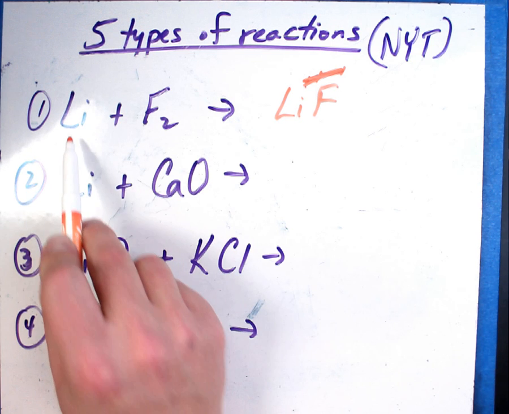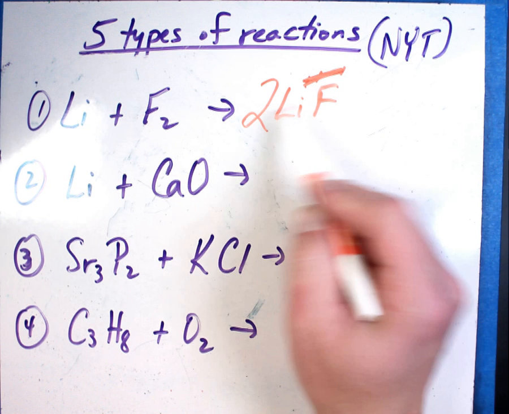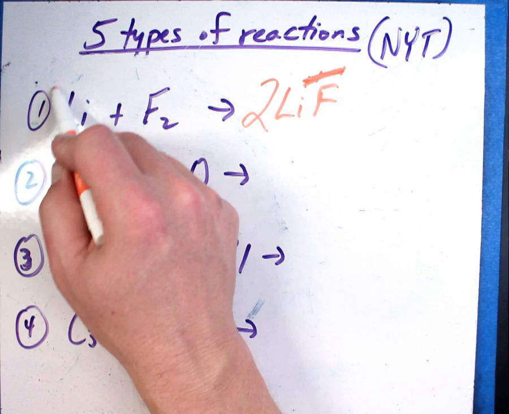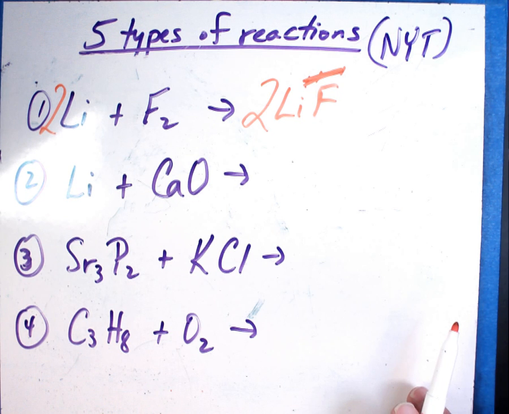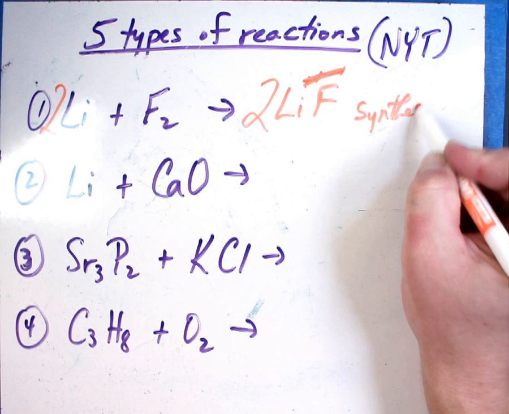Balancing the whole thing, 1 lithium, 2 fluorine. I need a 2 here to make it work. So that means 2 fluorines by the distributive property. 2 lithiums means I need a 2 there. And I'm done. That one is a synthesis reaction.